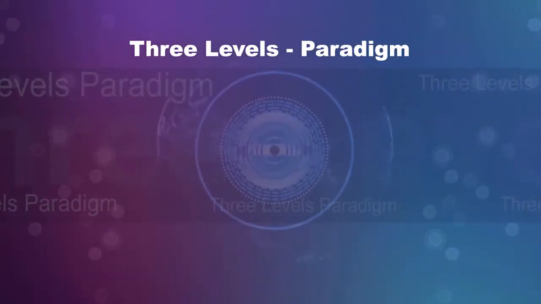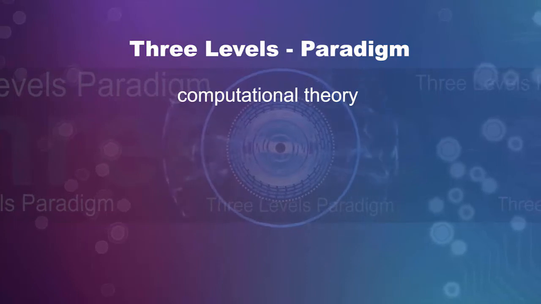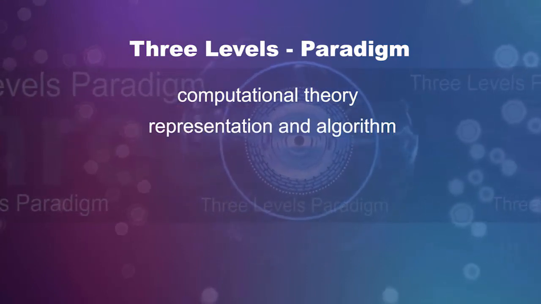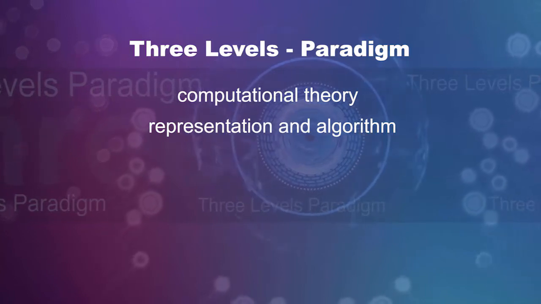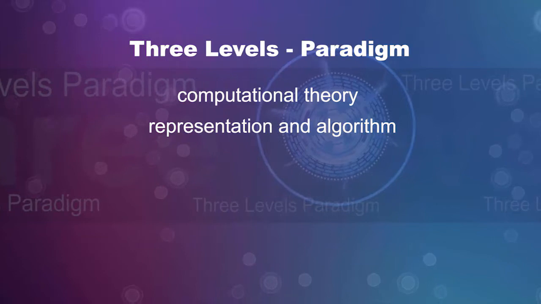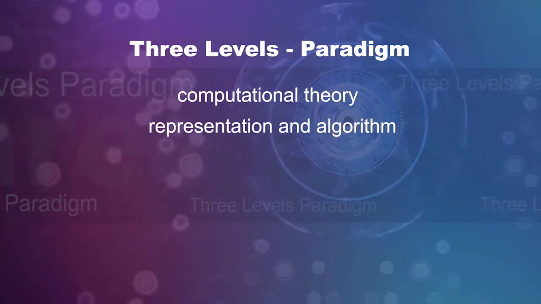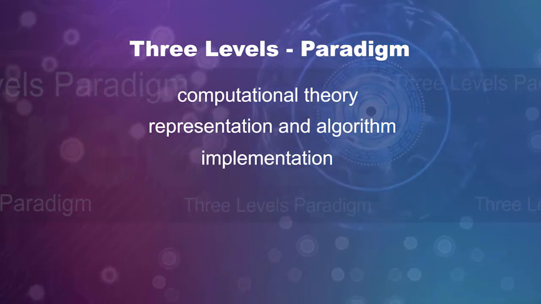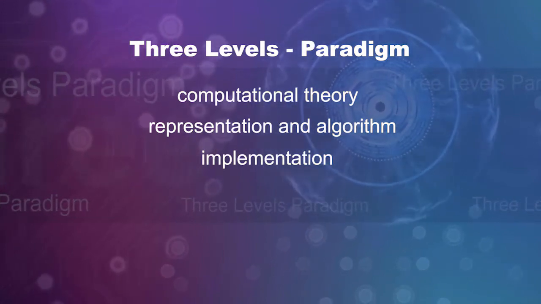The first one, computational theory, which describes what the device is supposed to do. The second one, representation and algorithm, to address precisely how the computation may be carried out. And the final one, implementation, which includes physical realization of the algorithm, programs, and hardware. Let us look at Marr's paradigm in detail.